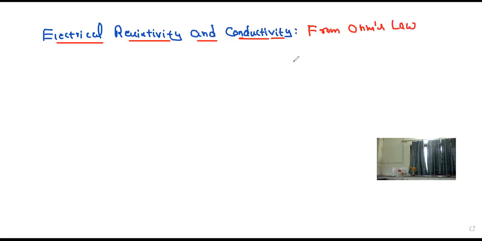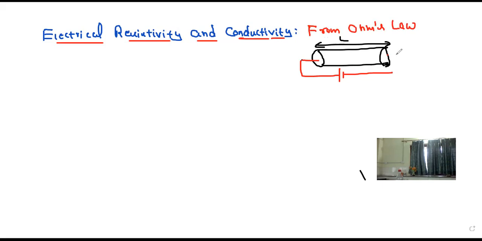So let us take a conductor, and this is my conductor, and length of the conductor is L. It is connected to a voltage source having the voltage V. This is positive terminal, this is negative terminal, and the electrons inside the conductor will start moving from negative terminal to positive terminal, and the current will flow from positive to negative terminal, I, right?